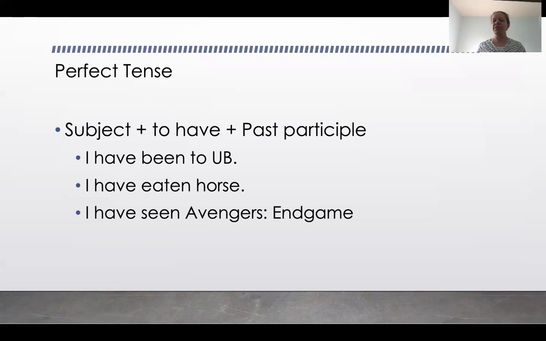So we're going to use this activity to practice perfect tense. So quickly to review, perfect tense is formed with the subject, the verb to have, and the past participle. For example, I have been to Ulaanbaatar. I have eaten horse. I have seen Avengers Endgame. These sentences are all in perfect tense.